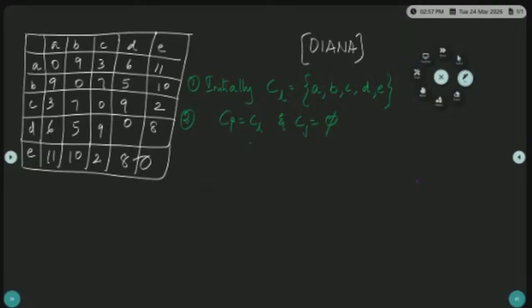Now we have to send data points one by one from Ci to Cj, until we get Cl. Okay. Next, step 3.